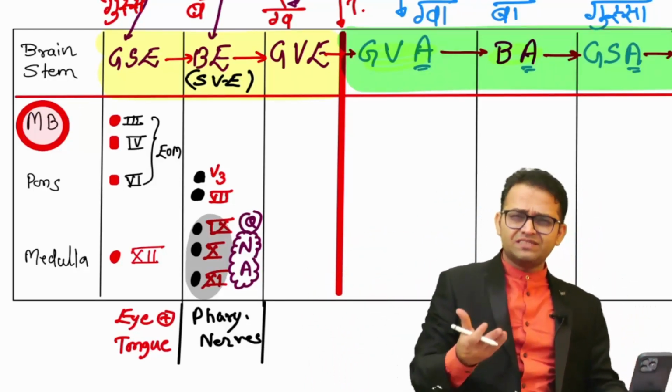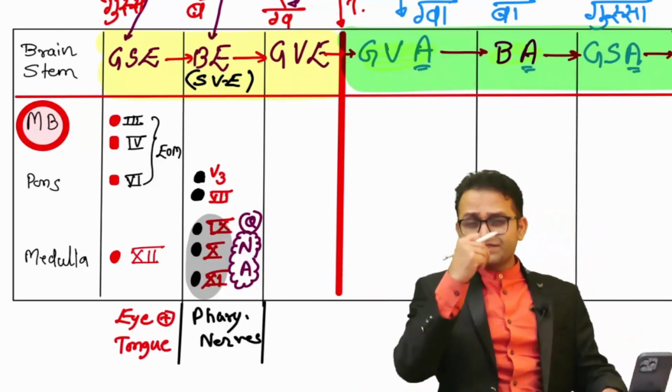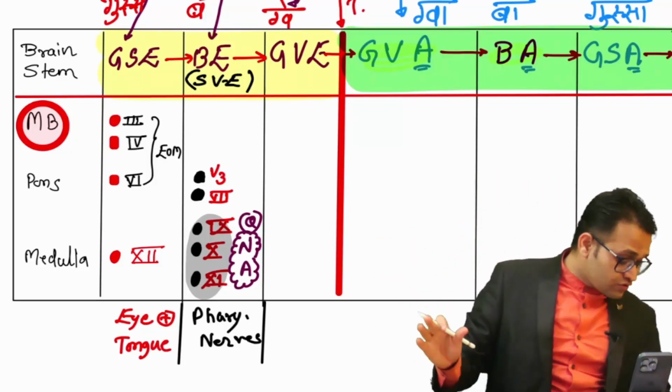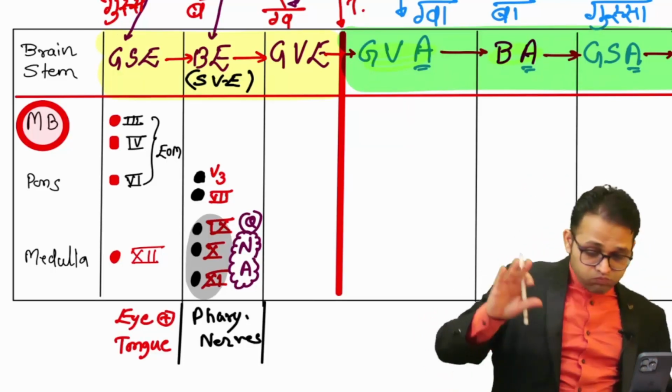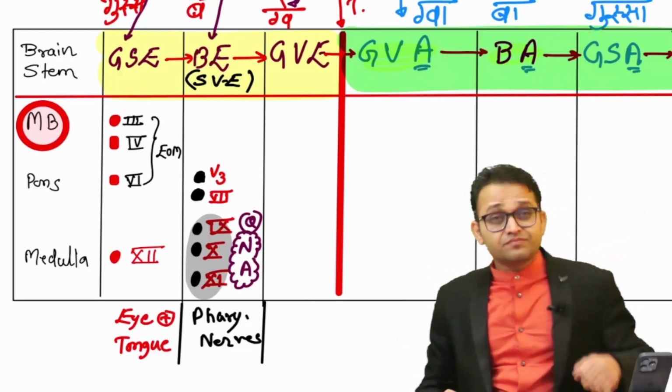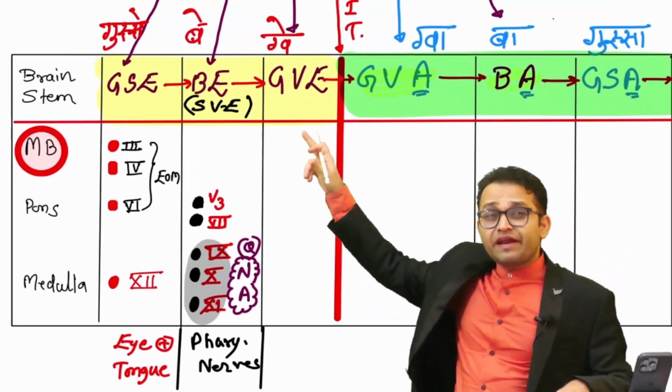Vagoaccessory complex, the pharyngeal plexus, we talked about in our embryology part. So right now we are not going there. Okay, sir. Now we are coming to the next way.